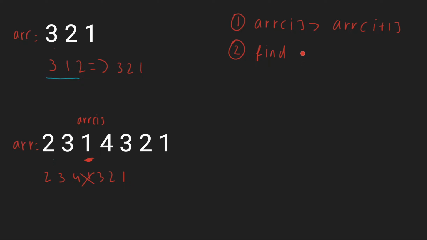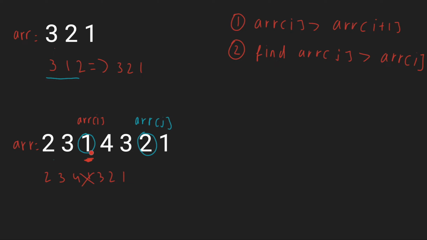We need to find the j. So array j, which is greater than our current element, the I that we found here. So greater than, so we find that it is here, right? It's our array, it's our j. Okay, we find that, so more than our array I. So this is the second rule.